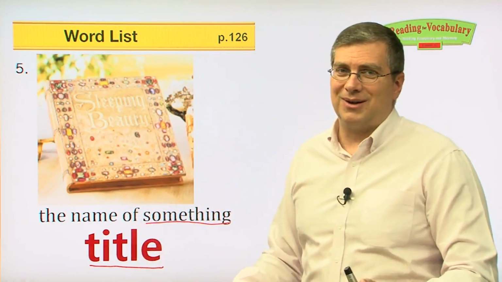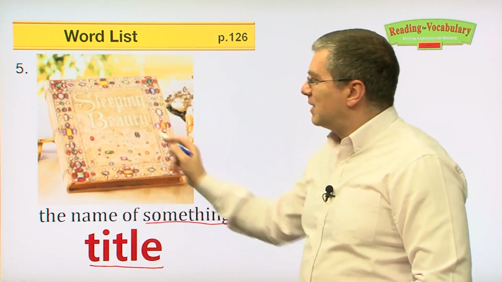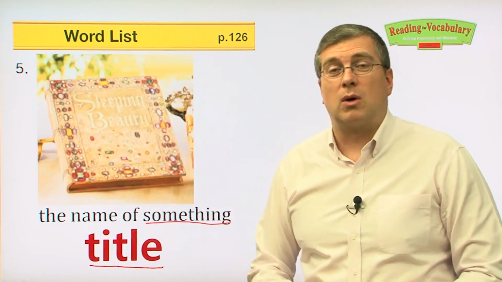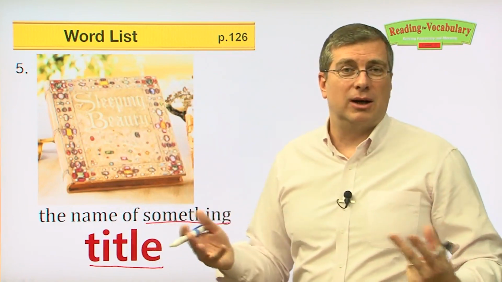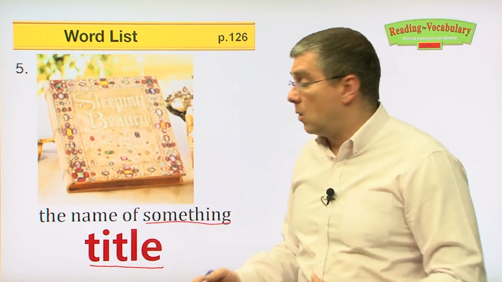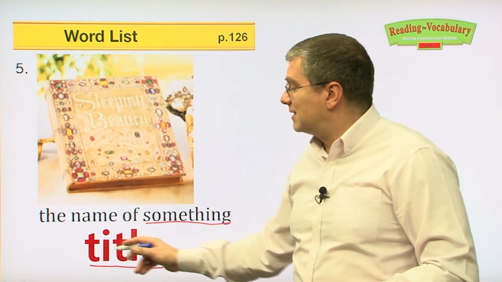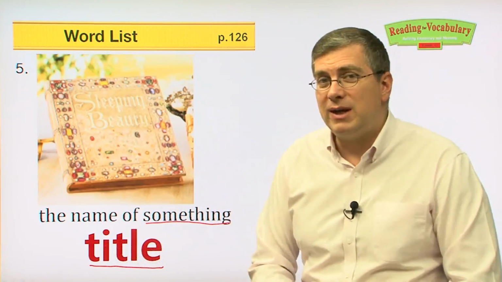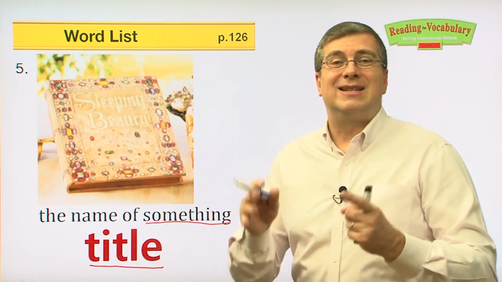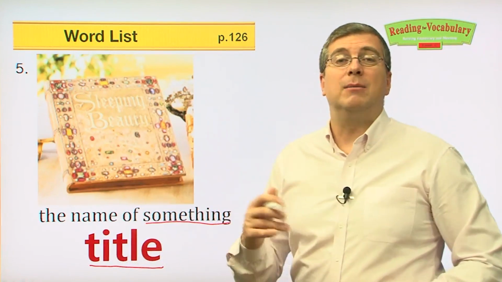It's not the title, right? So the name of something, we're usually talking about a book or a movie or some other work that is imaginary. It's an imaginary story, or it could be a real story, but it's the title of a book, the title of a play, the title of a movie, the title of a comic book. It's the title of something, the name of something.